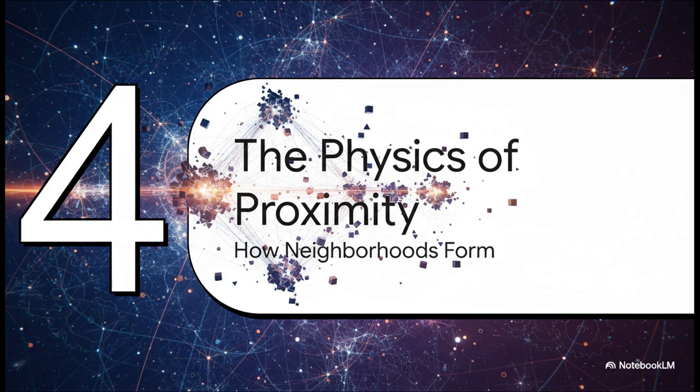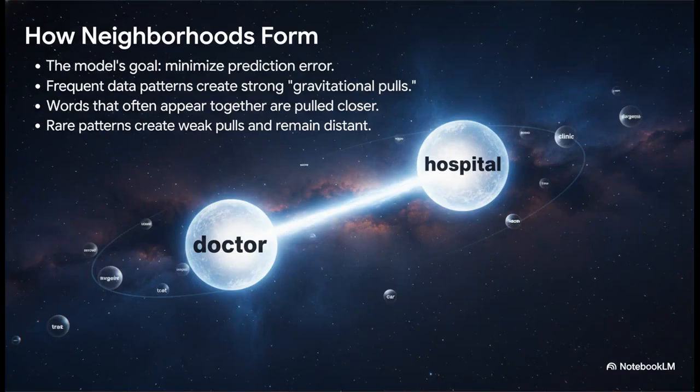So, how does this happen? I mean, what's the actual mechanism that's physically pulling these words into neighborhoods when the model is training? Well, the process isn't conceptual, it's physical. Honestly, the best way to think about it is like gravity. During training, the model has one single goal: get better at predicting the next word. That's it.